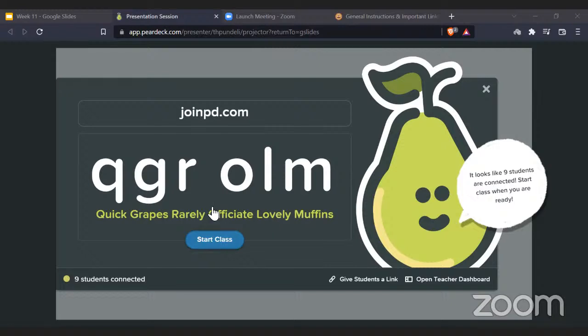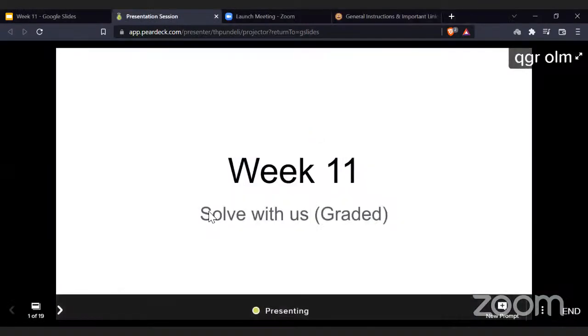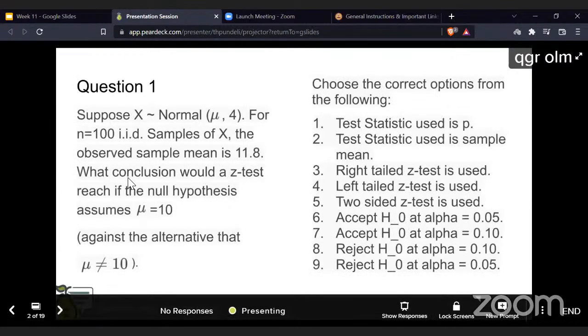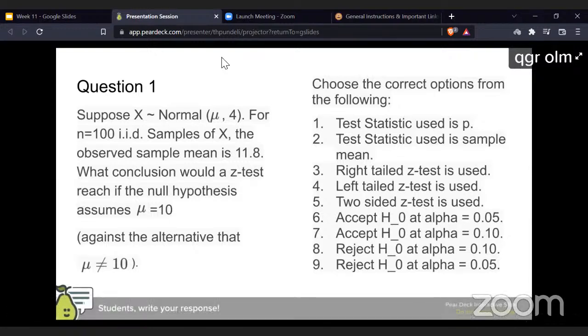Okay, let's start the class then. All right. So the first question that we have here is, suppose X is normal with mean mu and variance 4, and for 100 IID samples of X, the observed sample mean is 11.8. What conclusion would a z-test reach if the null hypothesis assumes mu equals 10 against the alternative that mu is not equal to 10?